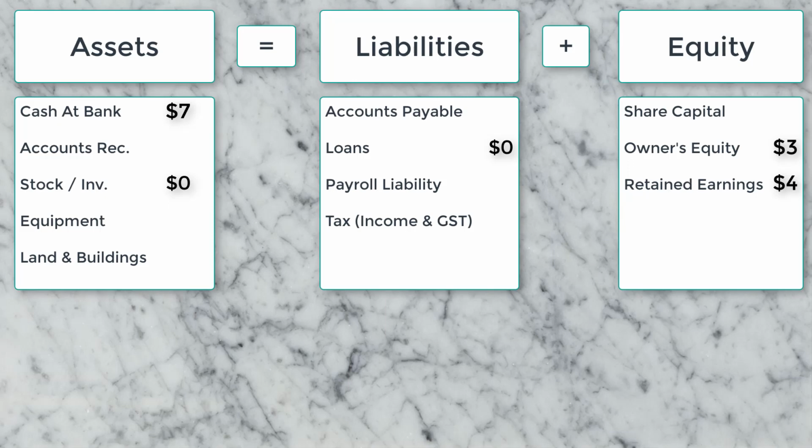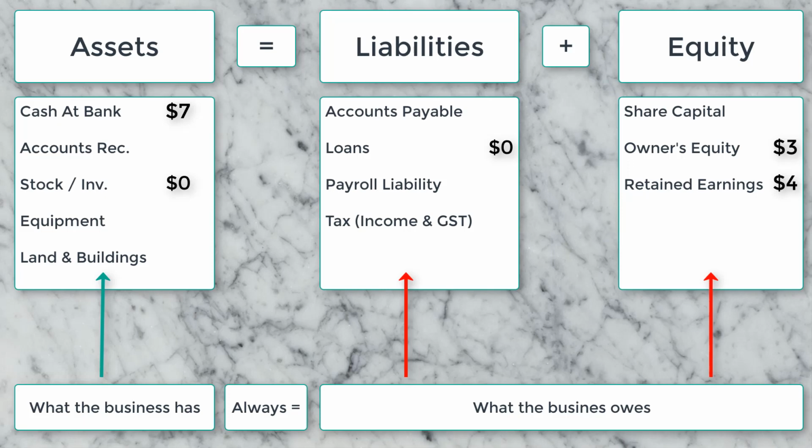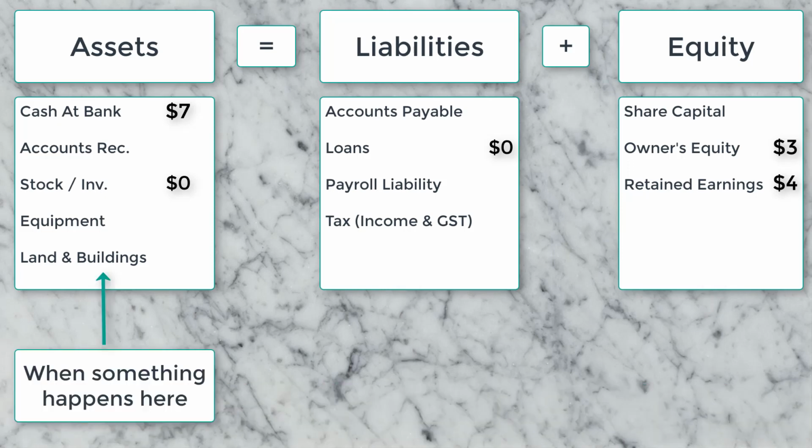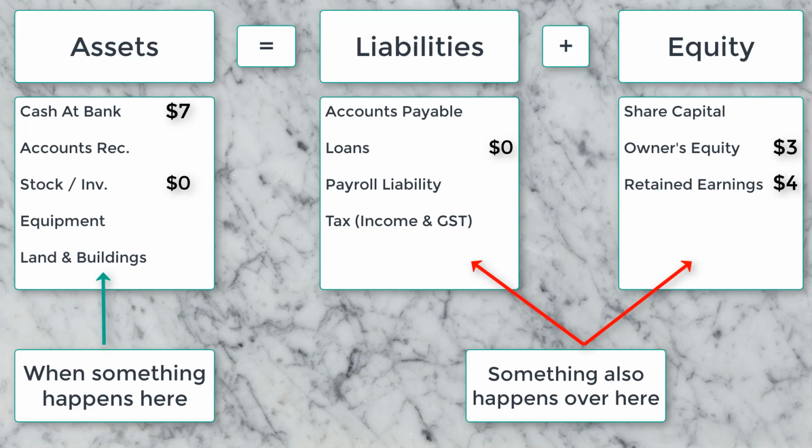So to recap, the accounting equation tells us that what a business has will always equal what it owes, or assets equals liabilities plus owner's equity. Every debit has a credit, or when something happens on the left, something equal also happens on the right.